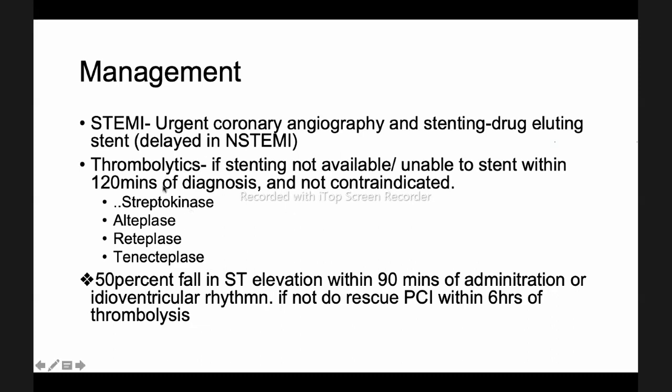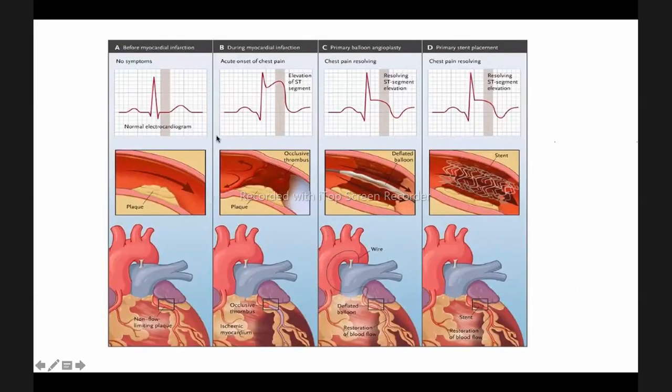What you expect if you have an ST elevation MI and you give a thrombolytic is that the ST elevation you saw on the ECG should fall by at least 50% within 90 minutes. Then you know that, yes, now our medication is working. If this does not happen, then push for your coronary angiogram. After that, if you can get a PCI, it's still okay within 6 hours of thrombolysis, or as soon as you can anyway, get a PCI.